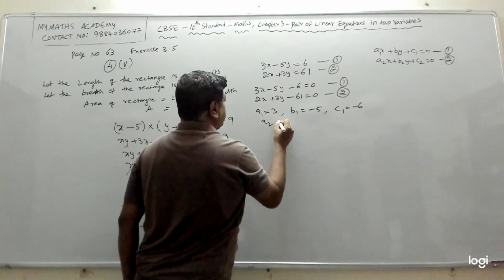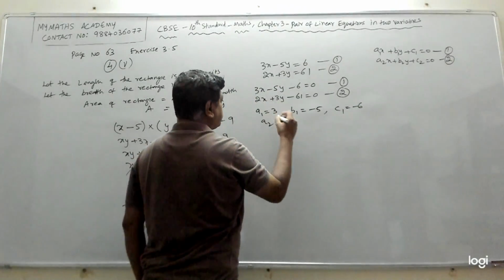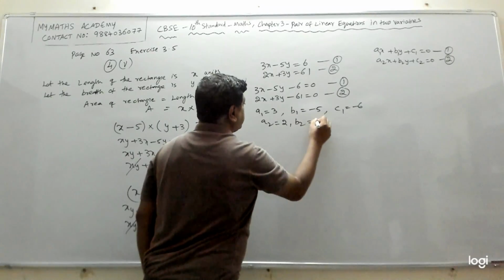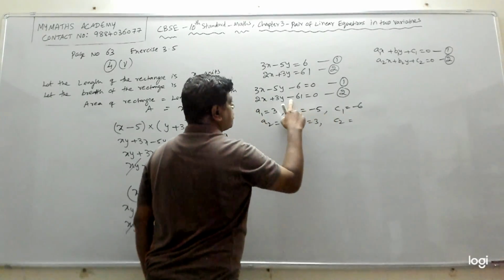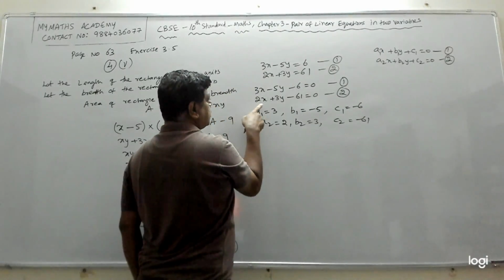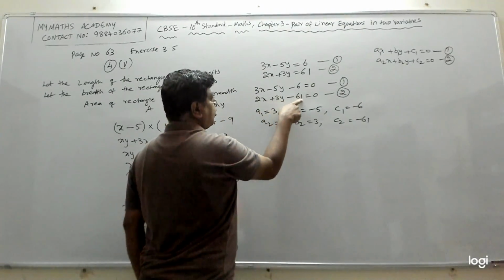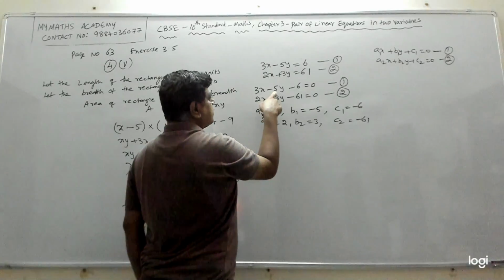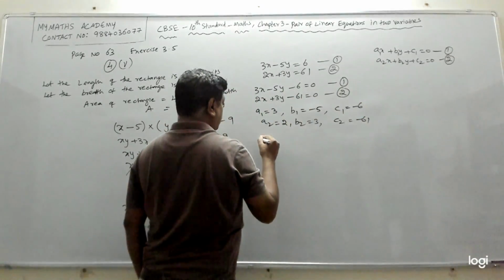Now A2 is the coefficient of x in the second equation, which is 2. B2 is 3. C2 is the constant term, which is minus 61. This is A2, this is B2, this is C2, along with the sign. Here A1, B1, C1. If you compare this with this. Now let's check the ratio.